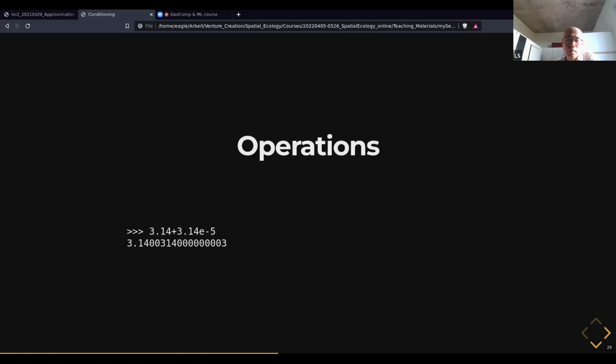So for example, here, I will show you when you have just a simple addition, nothing else. I add two numbers, one is 3.14, the other is 3.14 to the power minus 5. Then I got the result here. Anybody give it an attempt? Why? What happened? Do you expect the result? Is it making sense to you?